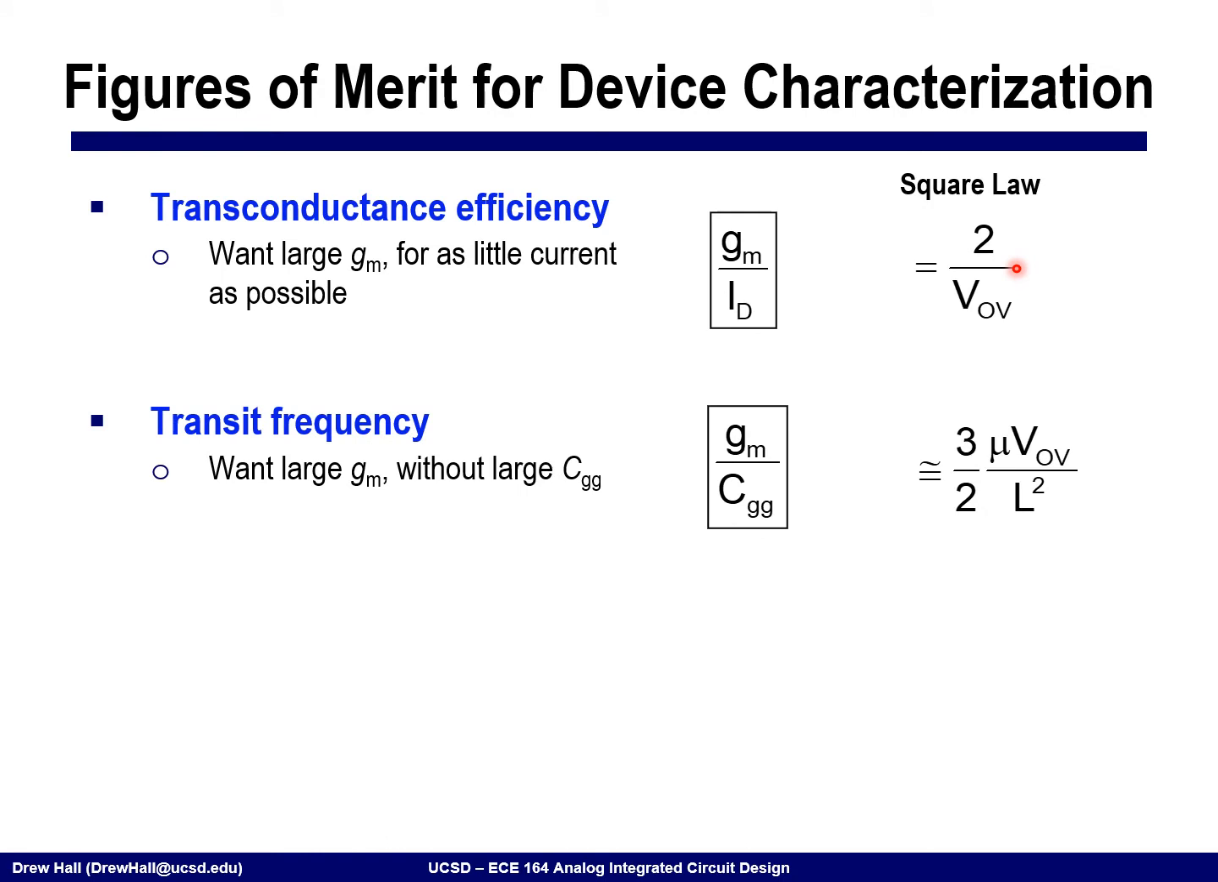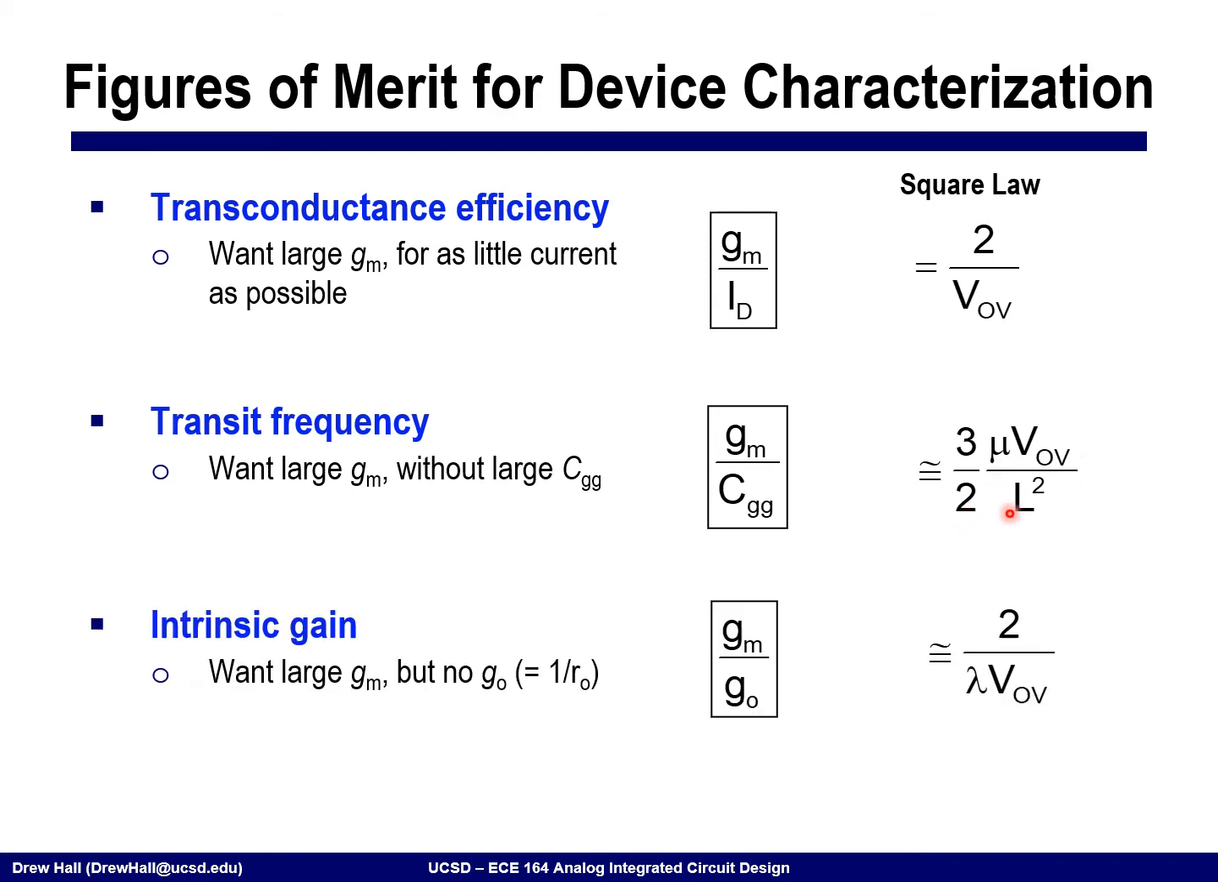We talked already about the transit frequency. This is a metric of how fast the transistor is. Oftentimes we want large transconductance, and we don't want large capacitance. So the transit frequency is the ratio of these two quantities, that is GM over CGG, or the total gate capacitance, which in the square law model is roughly equal to 3/2 mu times VOV divided by L squared.